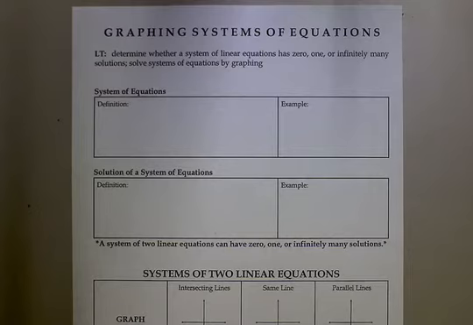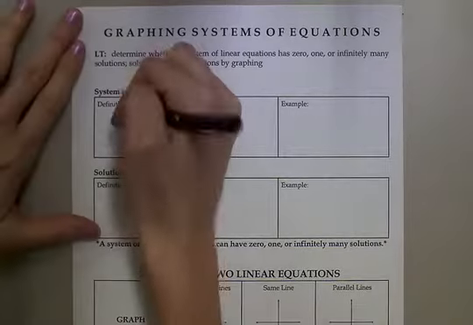In this lesson, we're going to learn about systems of equations through graphing. So first, what is a system of equations? So far, you've been dealing with equations, for the most part, just one at a time. Now, a system of equations is a set of two or more equations with the same variables.